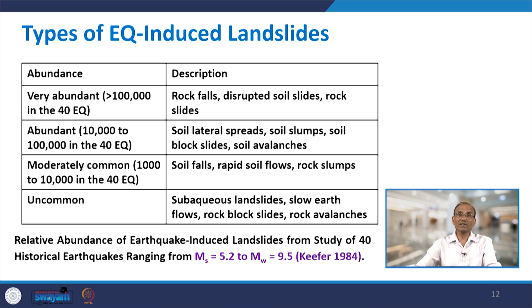The third one is moderately common, which is not very common, with a frequency of 1000 to 10,000 in 40 earthquakes. It includes soil falls, rapid soil flows, and rock slumps. The last one is very uncommon, with very low frequency, and this is subaqueous landslides, slow earth flows, rock block slides and rock avalanches. And here the magnitude of the 40 earthquakes considered for this data is between 5.2 and 9.5, and the source of this data is a paper published by Keefer in 1984.